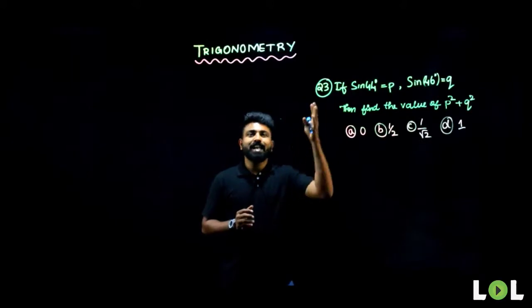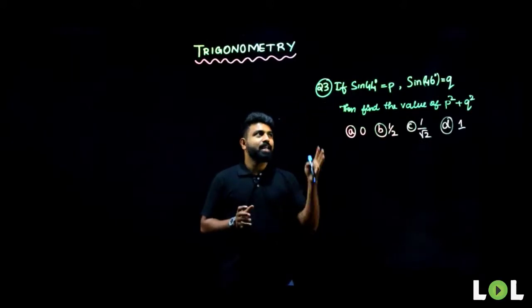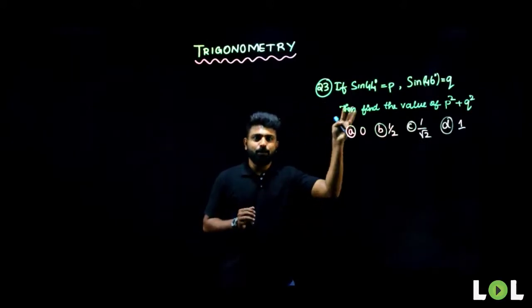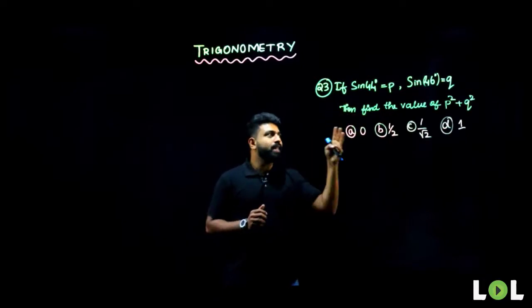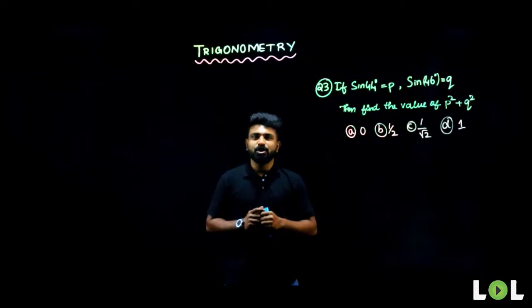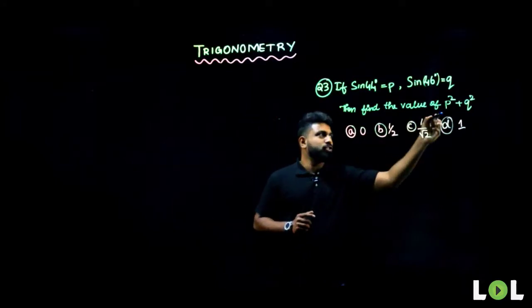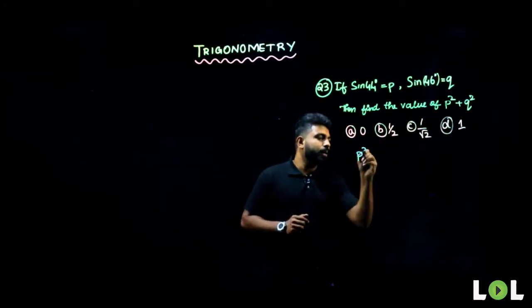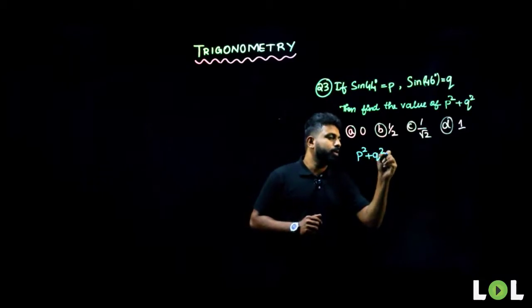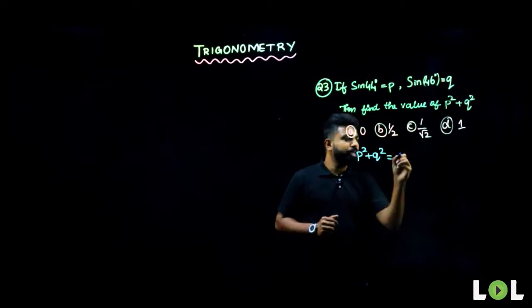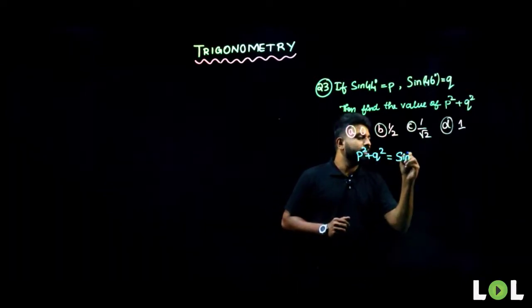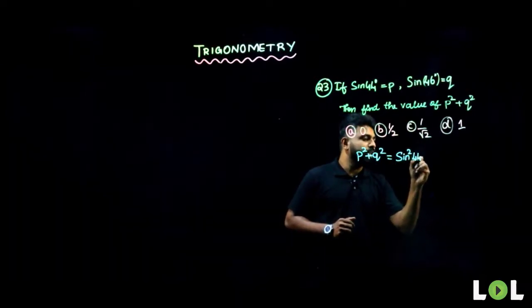Let us look at our next question for the day. What are they telling? Sine of 44 degrees is equal to P and sine of 46 degrees is equal to Q. Then find the value of P square plus Q square. We know the value of P. What is P? Sine of 44. What is P square? P square will be sine square 44 degrees.